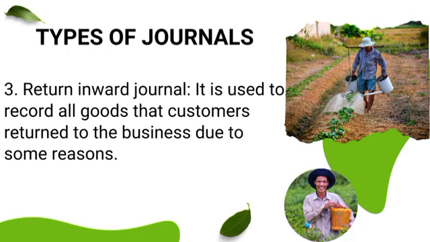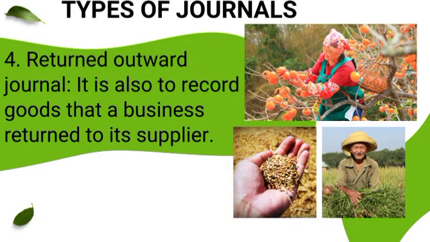Then the last one, number 4, return outward journal. It's also to record goods that the business returned to a supplier. Being a supplier or a seller of any product, you also buy the product from the producer. After you get to your shop, to your business center, you realize that a particular part of the product has been damaged, or they are not in good shape. So you can return them back to the producer.